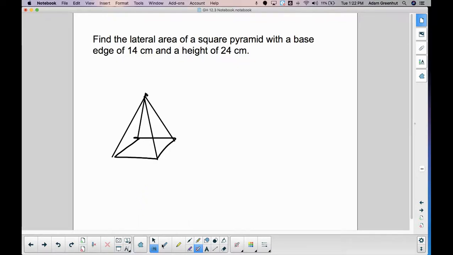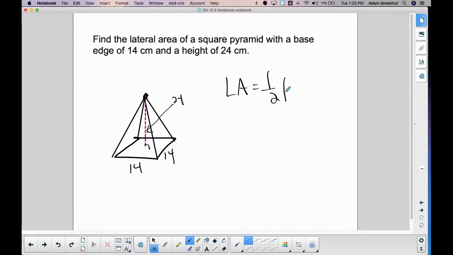They're saying that the base edge is 14. Since it's a square, I know they're all 14. And the height, not the slant height, but the height, is 24. That's the altitude. That is the perpendicular distance from this vertex up top to the base. That is 24 centimeters. They want to know the lateral area. So what we talked about on the first slide was taking half perimeter times slant height. Problem: I don't know what the slant height is.